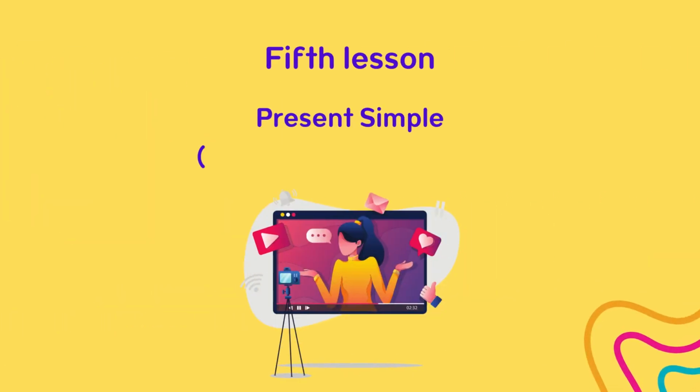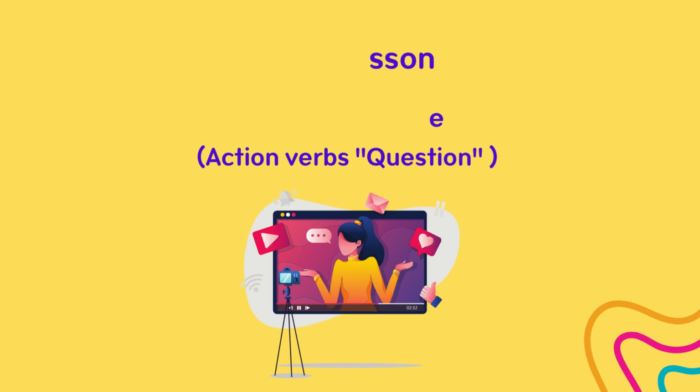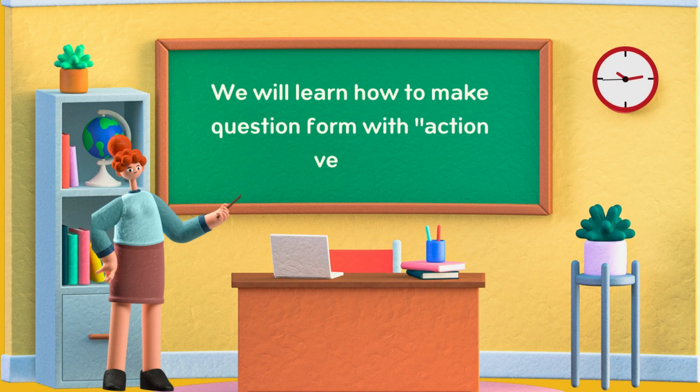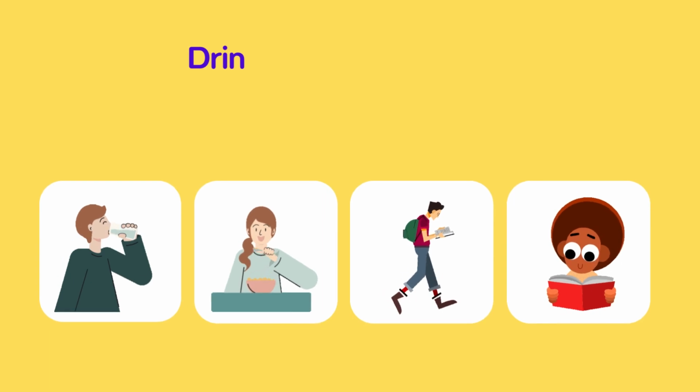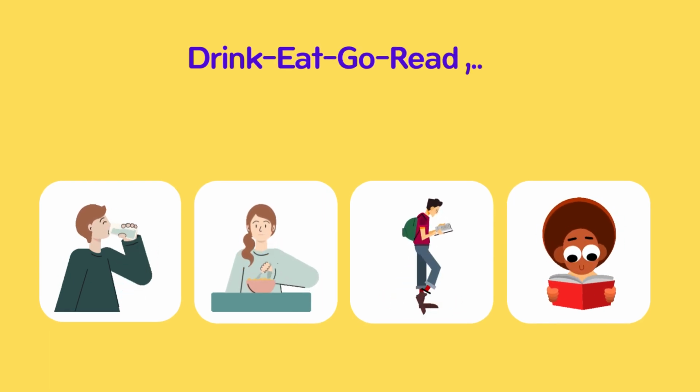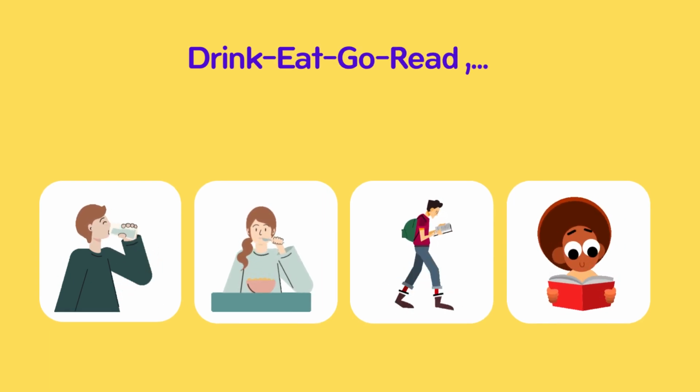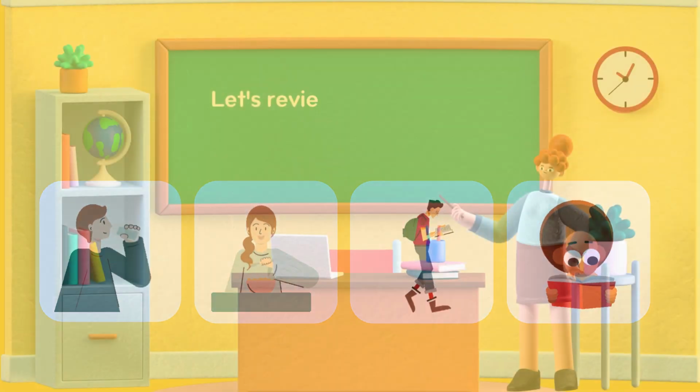Welcome to the fifth lesson, present simple action verb question form. In this lesson, we are going to learn how to make question form with action verb. Let's review again what is an action verb. Here are some examples: drink, eat, go, read, and these are only a few examples.